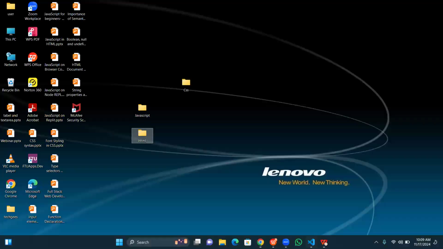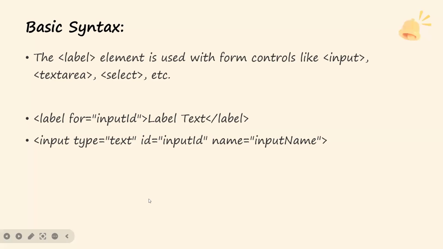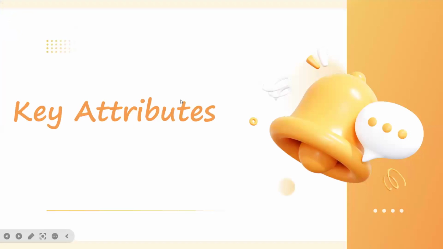The for attribute, sorry about that. So I will take this thing back. All right, okay, so let's go back to our slide. Now, let's take a look at some of the key attributes.